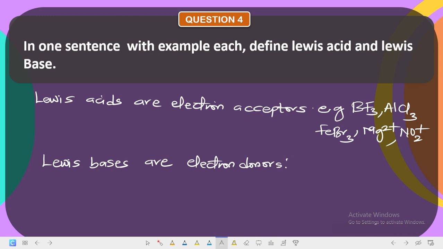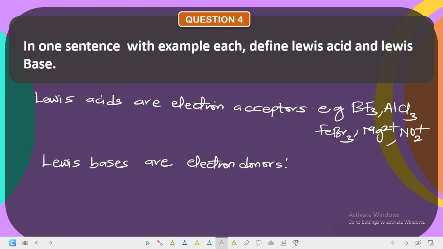Lewis bases are electron donors. Now when we talk about electron acceptors, that means atoms that can accept electrons. In most cases, we can also say that Lewis acids are electrophiles, electron loving. Are we getting it? They accept. Because either they have a positive charge, so they need that electron to neutralize it, or they have an empty orbital that needs to be filled. For instance, BF3 has an empty orbital that needs to be what? Filled.